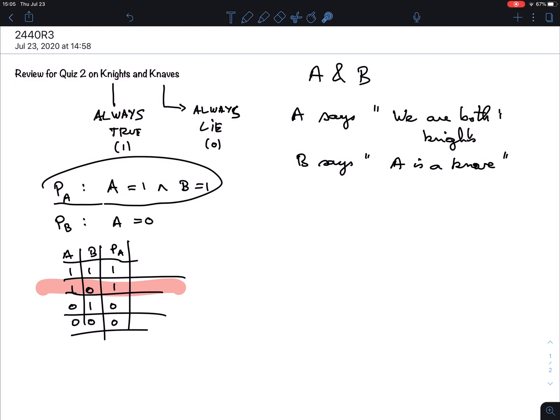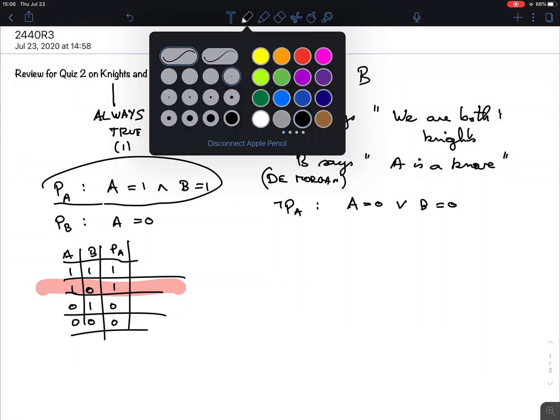So let's go on. What is here? Now this is a false statement. A is 1 and B is 1. What's the negation of a false statement? Now we have seen De Morgan's law. Perhaps here it's good to see the negation of P of A formally: not A is 1, so A is 0, or, remember, the AND turns into OR, that's De Morgan, B is 0. So now this is the statement that we have to consider.